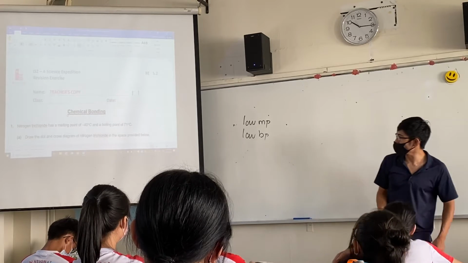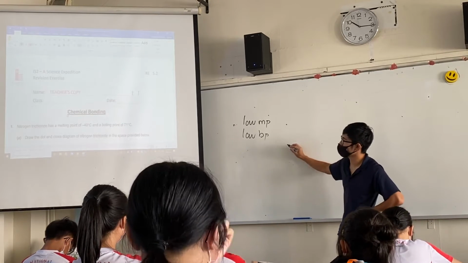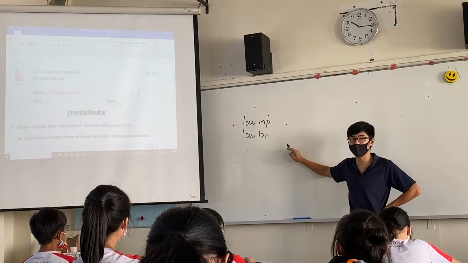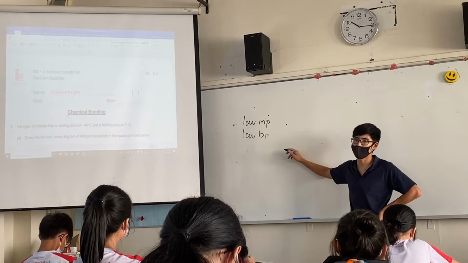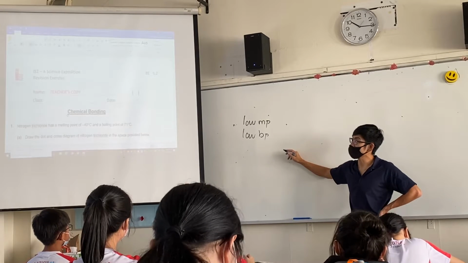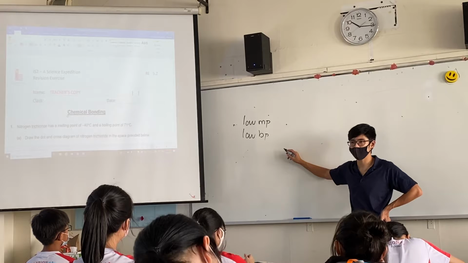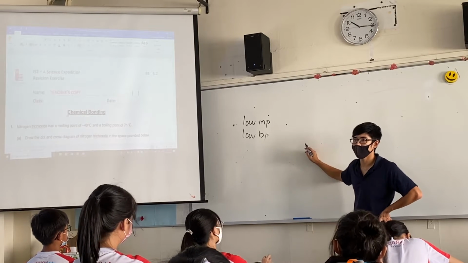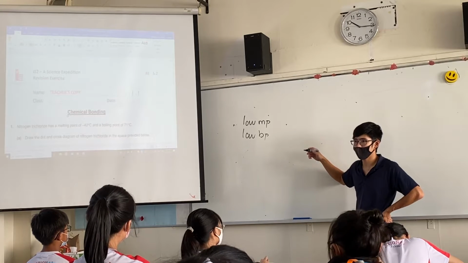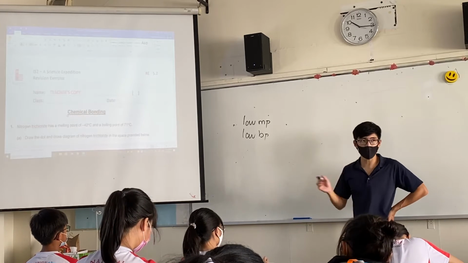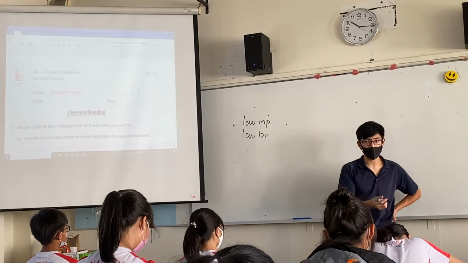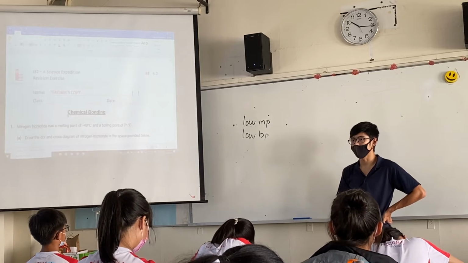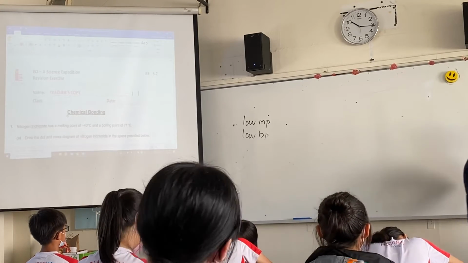So nitrogen chloride has a low melting point and low boiling point. Is nitrogen chloride an ionic or covalent compound? That's the first question we have to answer. How do you tell it's covalent? They are both non-metals. So that's the first thing you should be aware of. They are both non-metals, so you can think of that if you come across this again.